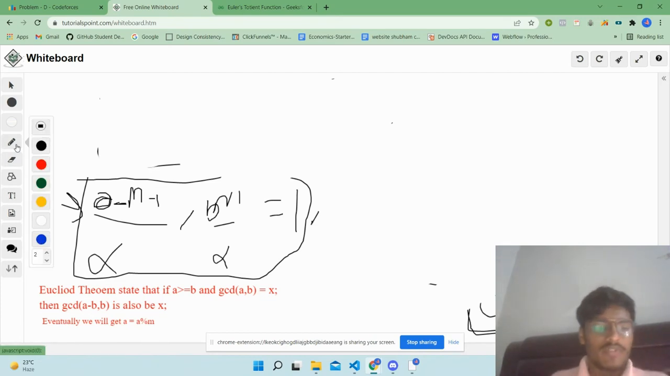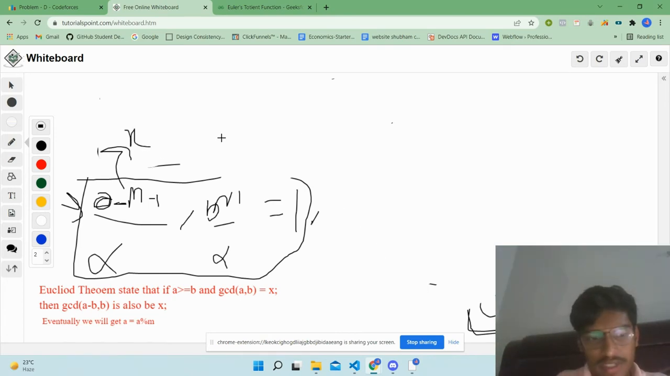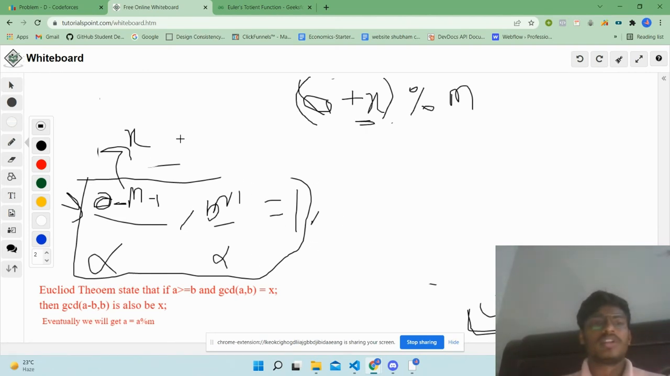Now we want the number of x which satisfy that thing, like 0 to m minus 1 I have written, but it is actually A plus x modulo m, right? So I have to find the total number of x which satisfy this equation. Now here we can use a very famous theorem, which you can also remember for future problems.